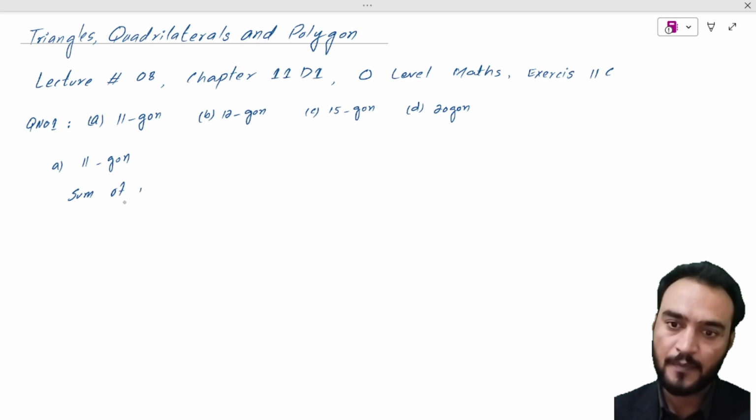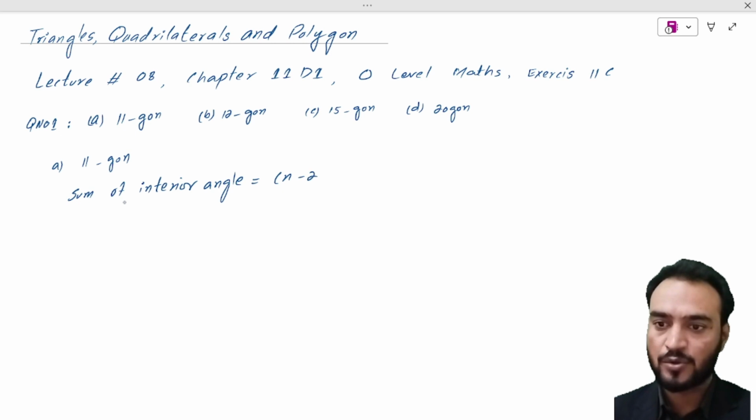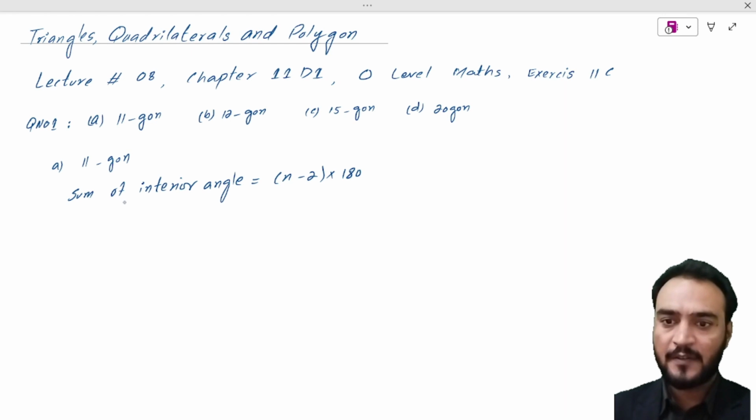Sum of interior angles is equals to n minus 2 times 180 degree. I have solved this interior angle formula in my lecture 7. So I am applying over here. So the sum of interior angle of any polygon is n minus 2 multiplied by 180 degree, where n is the number of sides of any polygon.